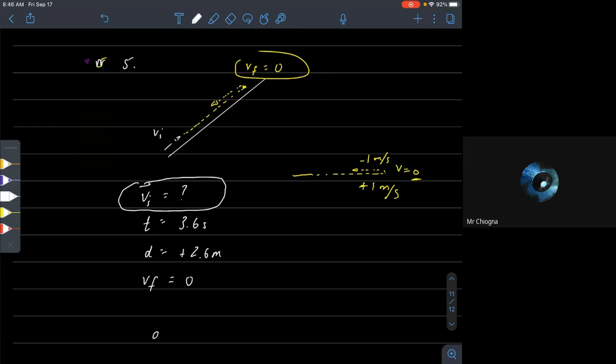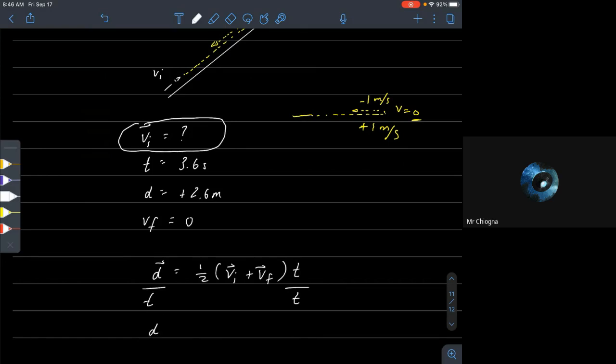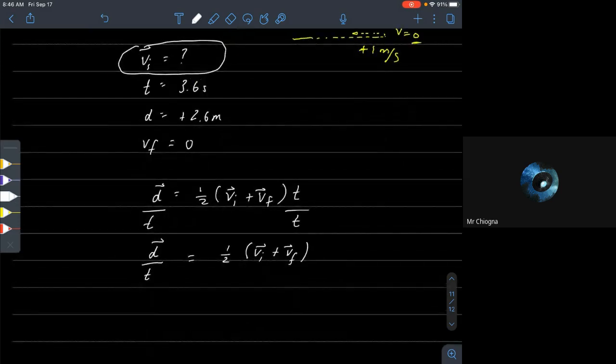Surprisingly, we're going to use this equation, which, like I said last lesson, is not used that often. But this is the one that fits for this problem. So just divide both sides by t. Whatever you do on the right, you have to do on the left. Okay, and then I would multiply both sides by 2.